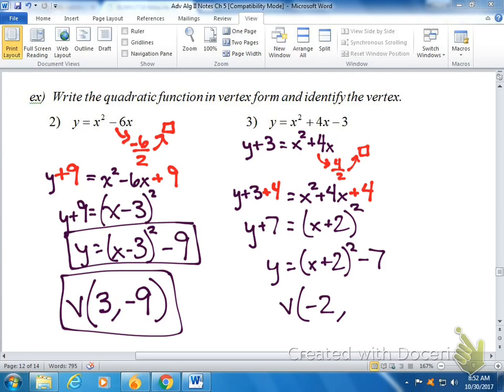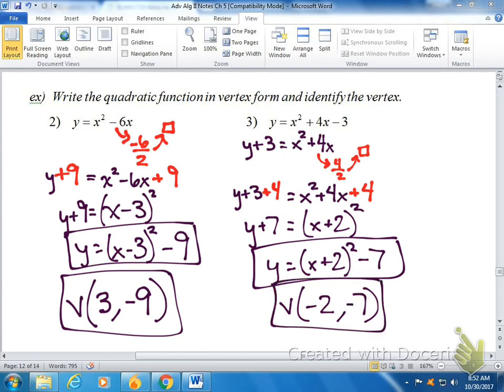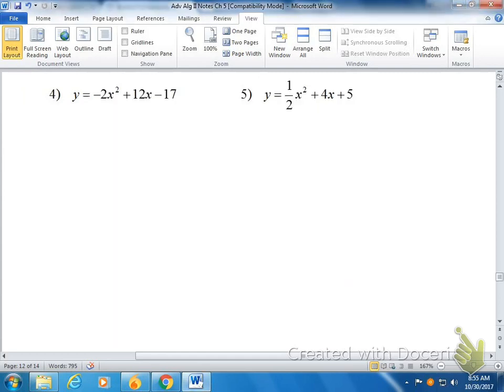Vertex is going to be negative 2, negative 7. Notice how it's the opposite of what's in the h position, but the k position keeps its sign. Or the x coordinate switches the sign, the y coordinate stays.